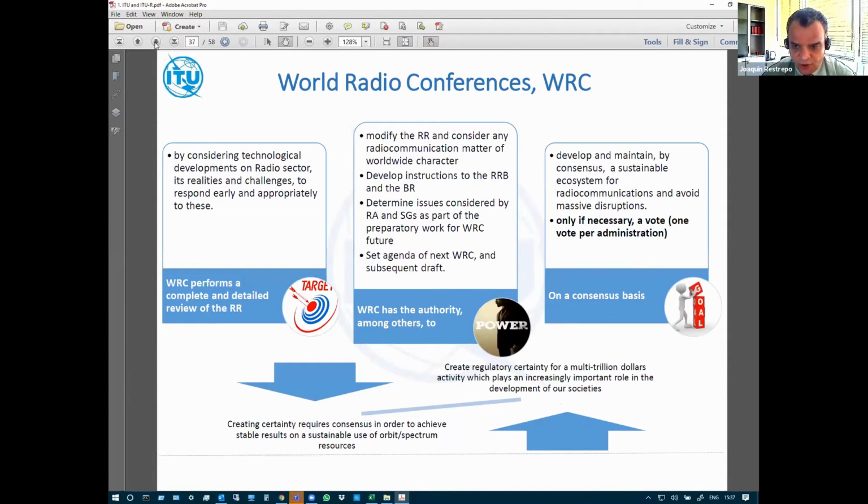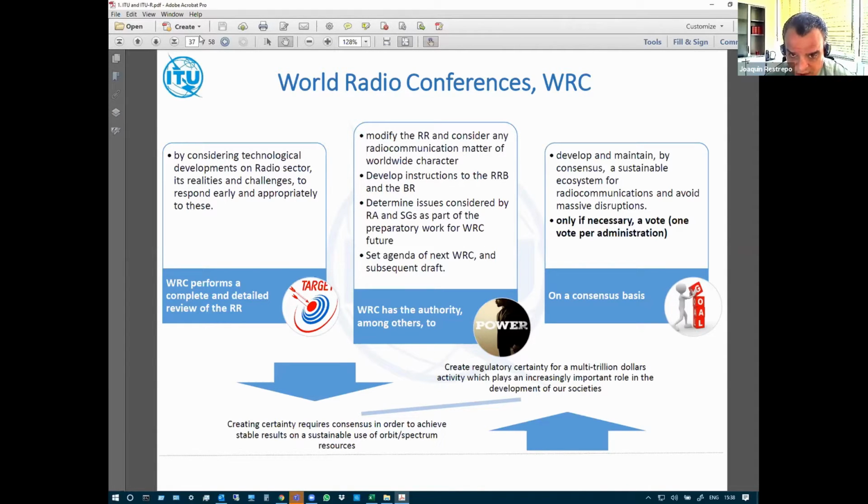Very rapidly about the World Radiocommunication Conference: it performs a complete and detailed review of the Radio Regulations by considering technological development of the communication sector, its realities and challenges, and responds early and appropriately to these challenges. In that sense, the WRC has the authority, among other things, to modify the Radio Regulations and consider any radiocommunication matter of worldwide character, develop instructions to the Board and the BR, determine items considered by the Radiocommunication Assembly and study groups as part of the preparatory activities for the next WRCs, and set the agenda of the next WRC and subsequent drafts.